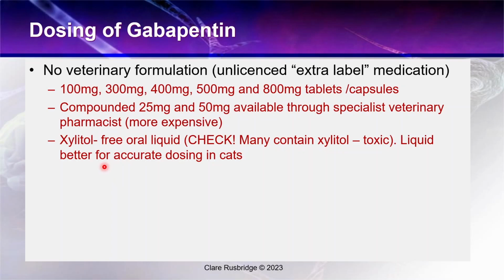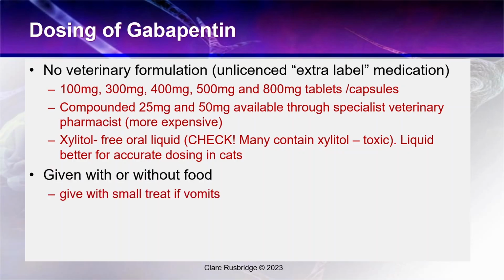You can also get a liquid gabapentin. However, you need to check and make sure that it's xylitol free. Of course, xylitol is very toxic to dogs. It causes profound hypoglycemia. And so we want a xylitol-free solution, but that liquid can be better for accurate dosing in cats. It can be given with or without food.